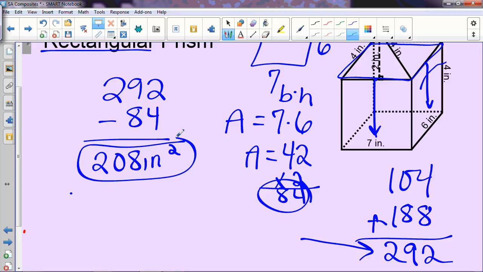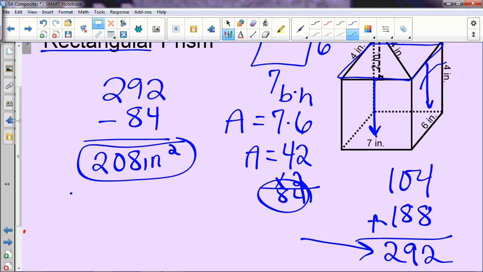So really, when you have two composite figures, you're just going to find the surface area of them separately. And then at the end, you're looking for the piece that's on the inside of the figure that we technically don't see from the outside. Think wrapping a present. It wouldn't make sense to wrap between the two figures because you're not going to see it. So just remember to subtract that out at the end.